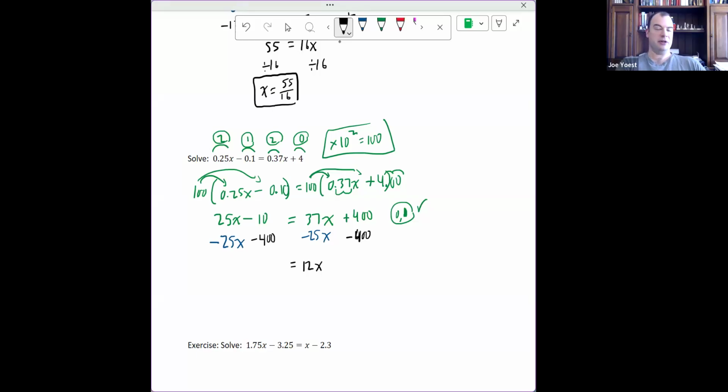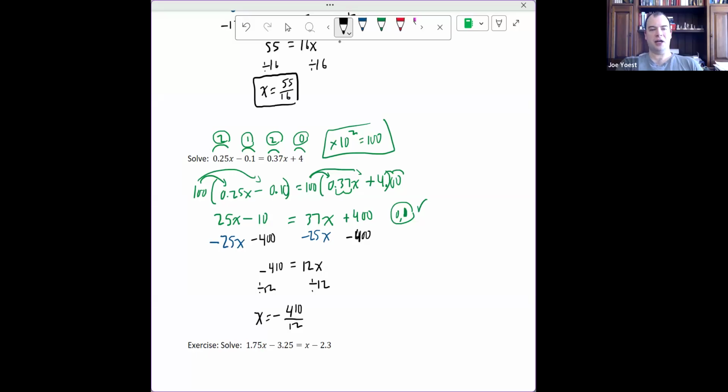On the left, my 25x's go away, and I have negative 410. I've isolated my variable term. I need to isolate the variable. Divide by 12 on both sides, and I get x equals negative 410 over 12.